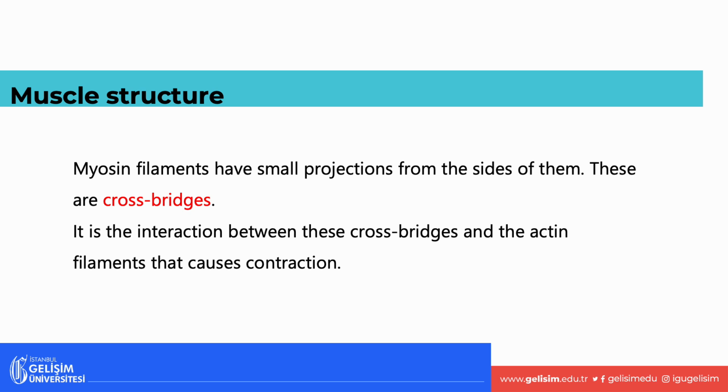The myosin filaments contain the cross bridges, which again are small projections from the side of the filaments. The interaction between these cross bridges and the actin filament is what causes the contraction of the muscles. So myosin filaments, again, what did we say? These are thick filaments in muscle fibers. They contain the small projections that we call the cross bridges. The cross bridges stick out from the sides of the myosin filament and play a role in the contraction.